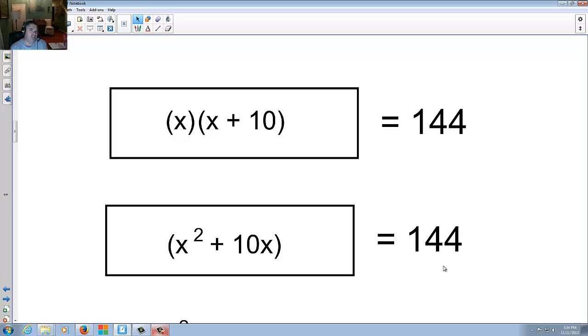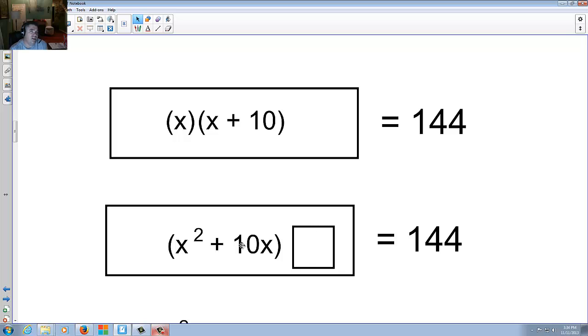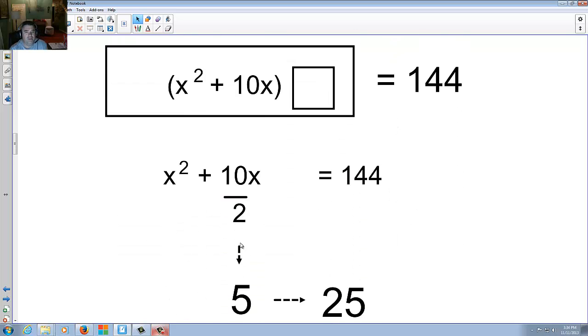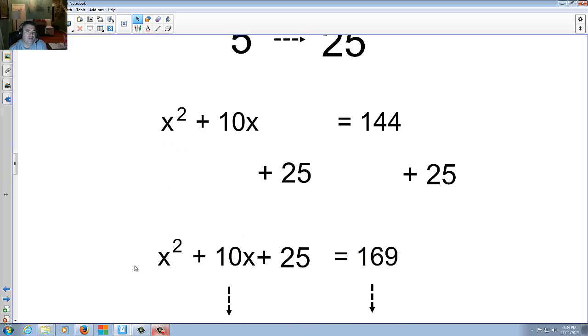Now we have a completing the square. We're just missing this box. What's the piece that we're missing? Well, divide this by 2. 10 divided by 2, and then take that times itself. 10 divided by 2 is 5. 5 times 5 is 25. So I'm going to add 25 here, and I have to add 25 here. So plus 25, plus 25. Now I get x squared plus 10x plus 25 equals 169.